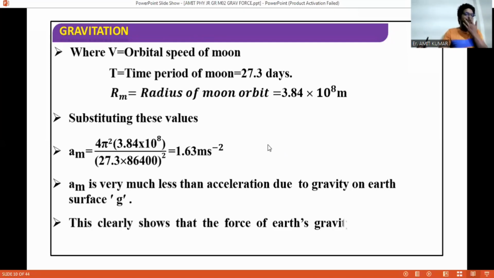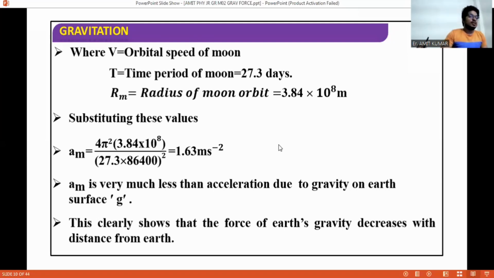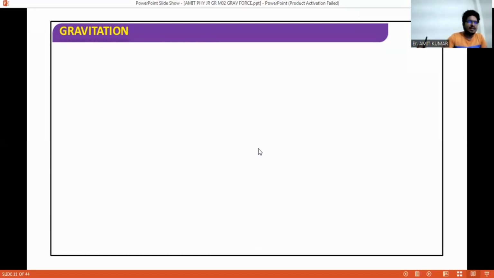So this clearly shows that the force of Earth's gravity decreases with distance from Earth. Obviously, if you go above the Earth's surface, the force of gravity will decrease with distance from the Earth. We'll see all this relation in coming sessions, so don't worry about that.